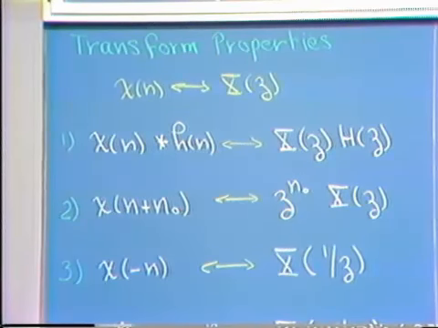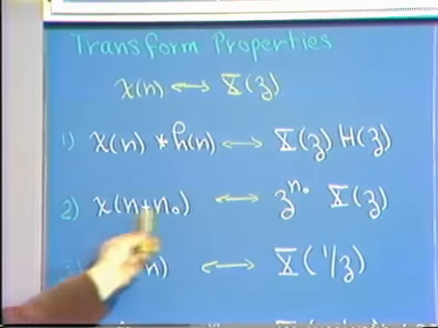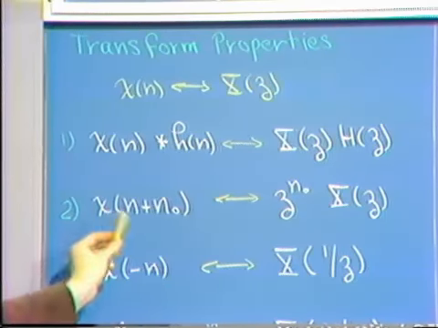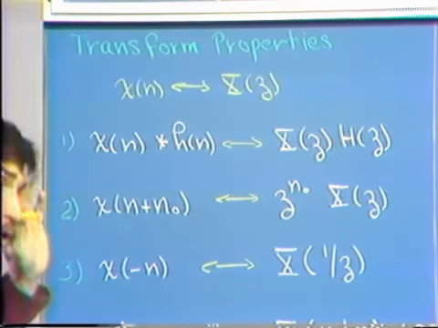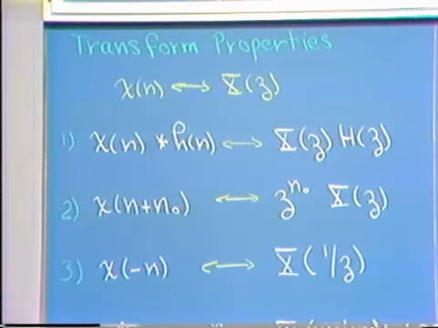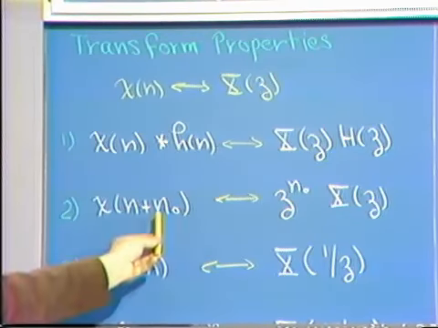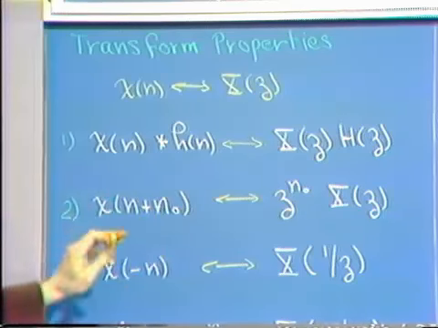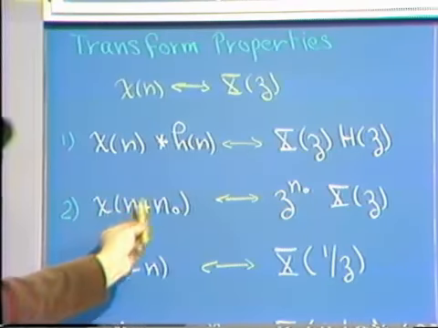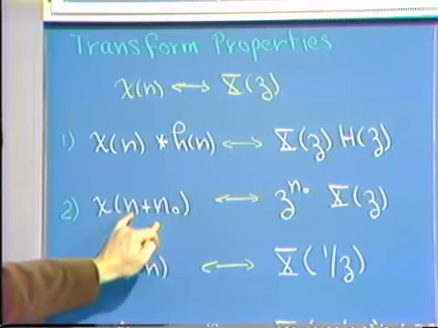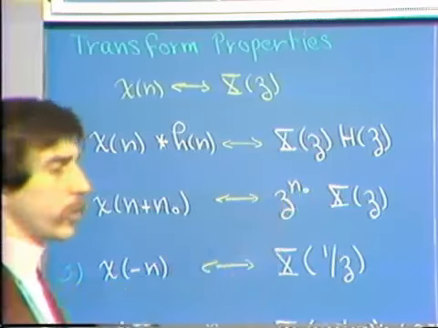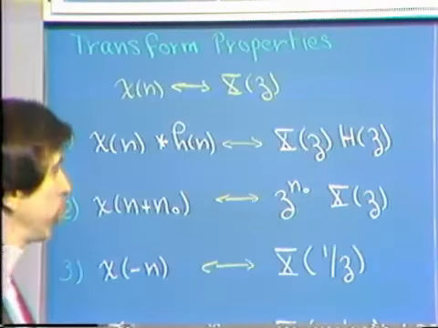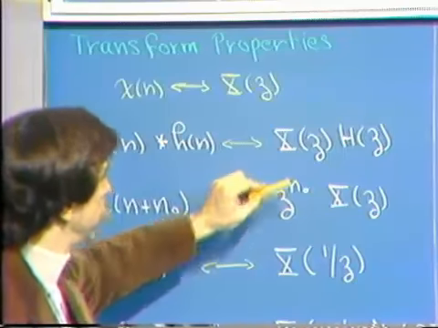A second property, which is often very useful, is referred to as the shifting property, which says that if I shift x of n by an amount n0, and you should think, by the way, of if n0 is positive, does that mean shifting to the right or shifting to the left? Well, I'll let you think about that. It's something that you should nail down. If I shift the sequence x of n by replacing the argument by n plus n0, then the resulting z transform is z to the n0 times X of z. That is, shifting corresponds to multiplying by z to the n0.